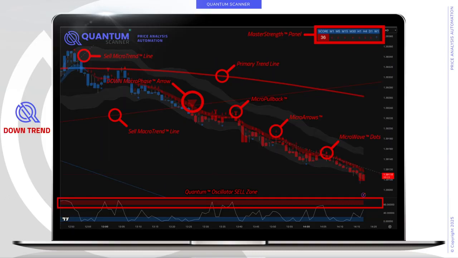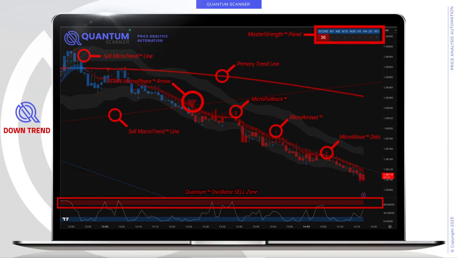We begin with a downward macro phase arrow. This large triangle indicates that price is now shifting in the downward direction. Combined with a red primary trend line, these each indicate that price is primarily moving in the downward direction.